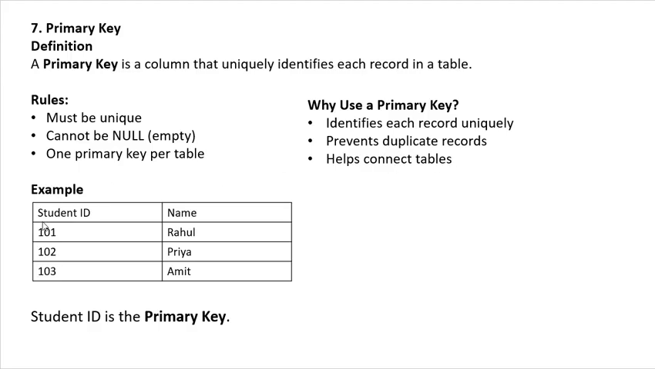For example, in a table with student ID and name, the student ID is a primary key, so no duplicate values are allowed. It must be unique, and not null or empty. Student ID is a primary key.